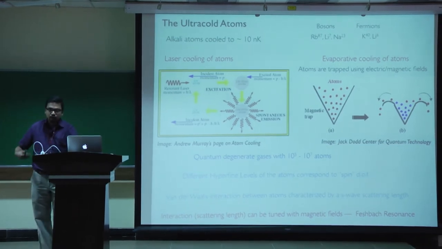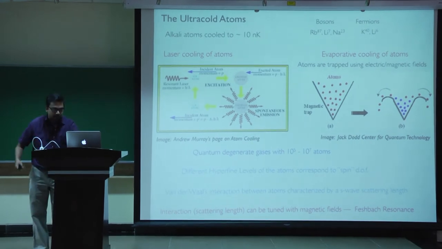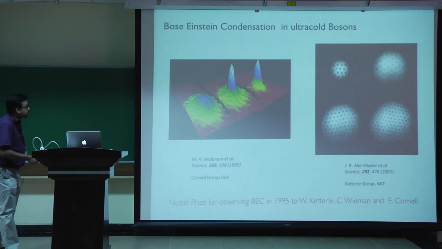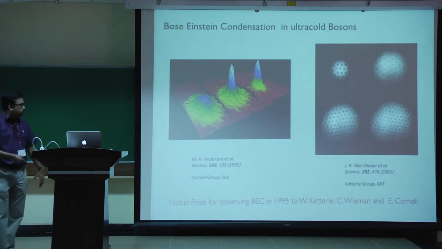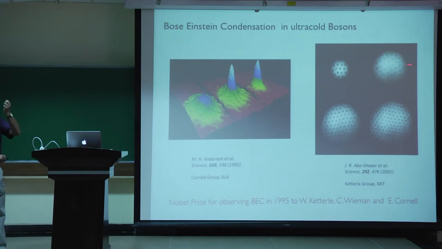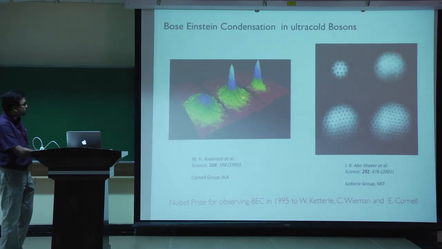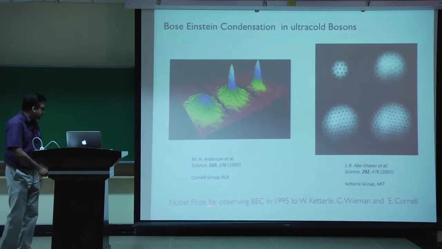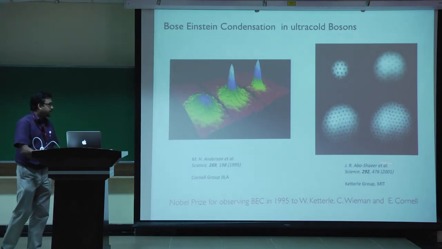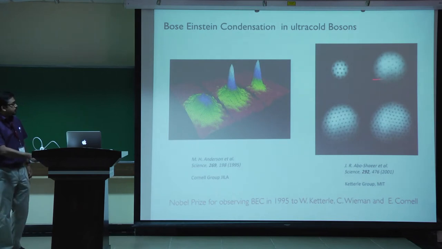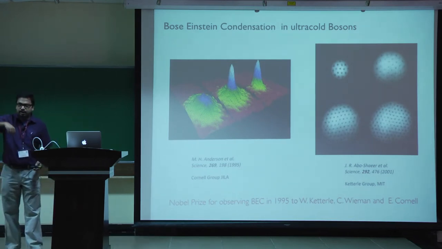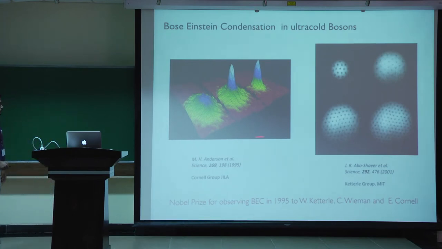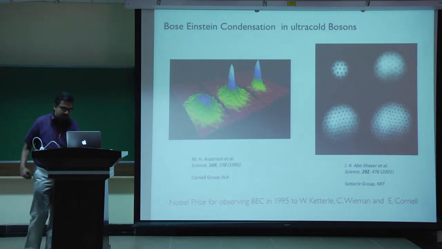But before we go into how to tune interactions and so on, there are some nice things which we could do with this immediately. The first thing that people saw was Bose-Einstein condensation in ultra-cold bosons. So you just put bosons and try to cool them down. At some point, they start macroscopically occupying a single quantum state. And this is, roughly speaking, the wave function of that single quantum state that you can see here as you cool down in temperature. This was seen by various groups, for which the Nobel Prize was given in 1995 to Carl Wieman and Eric Cornell. This is a different picture where you rotate the gas and start seeing vortices, which tells you that this gas is in the superfluid phase. So you can see Bose-Einstein condensation in ultra-cold bosons.